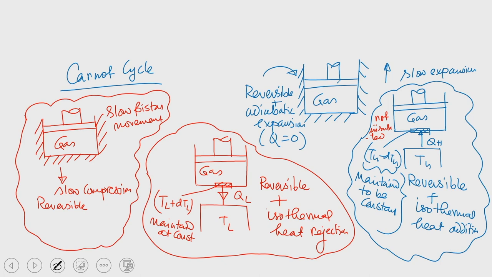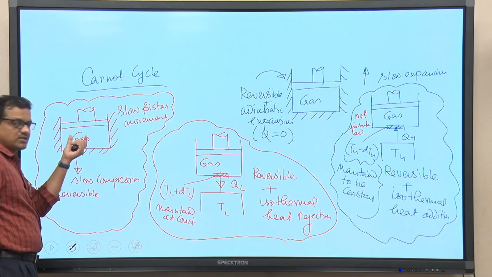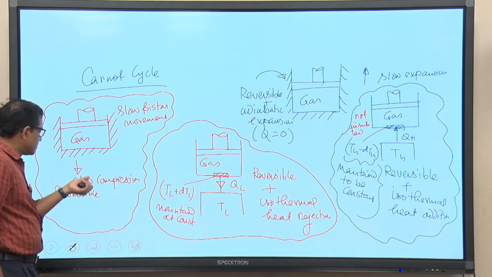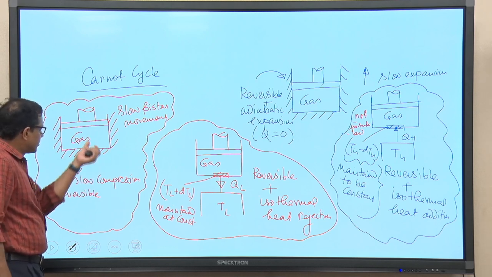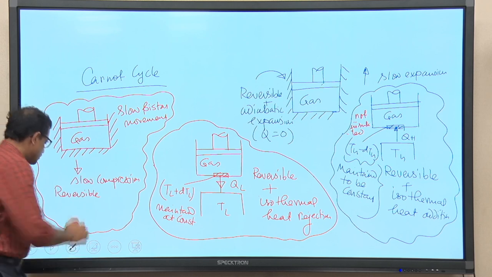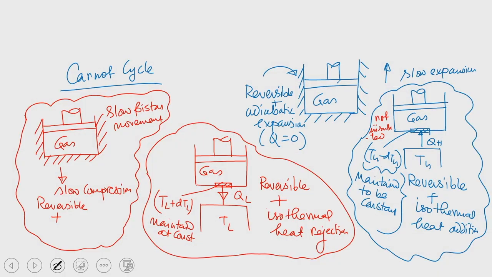If we assume that this is a simple compressible pure substance, and the movement of the piston is very slow, then that is reversible plus adiabatic compression. So this is adiabatic compression. And you know that the expansion is reversible adiabatic expansion.